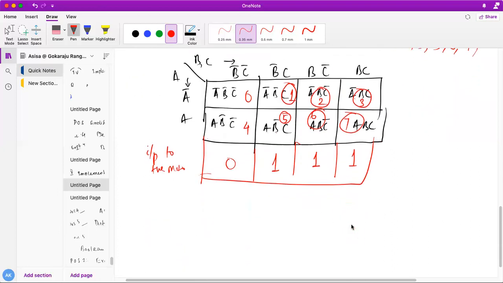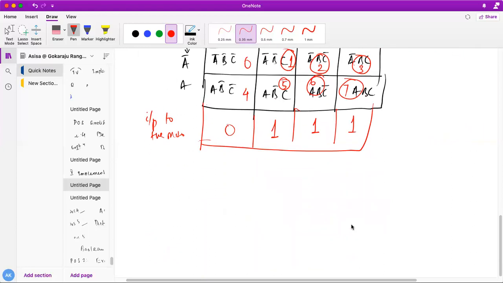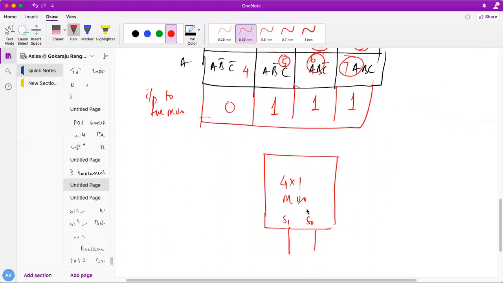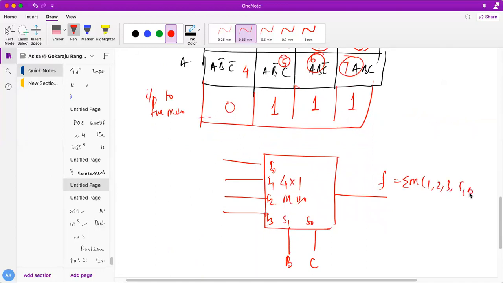Then how to design it? It's very simple. You just have to take a 4:1 mux. This is my 4:1 mux. In this case, these are the select lines S1, S0, which will obviously be connected to B and C, BC as select lines. And my inputs are I0, I1, I2, I3. And finally the output F, which is summation of m 1, 2, 3, 5, 6, 7.